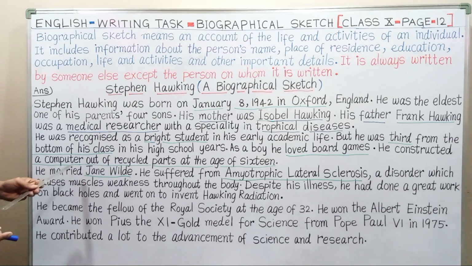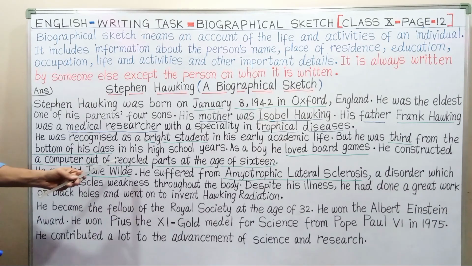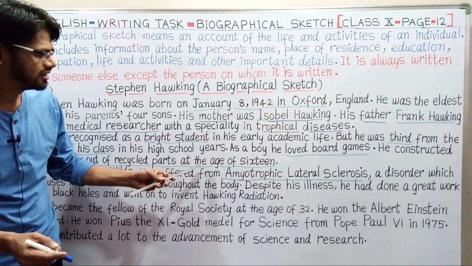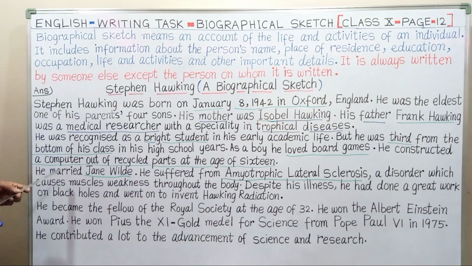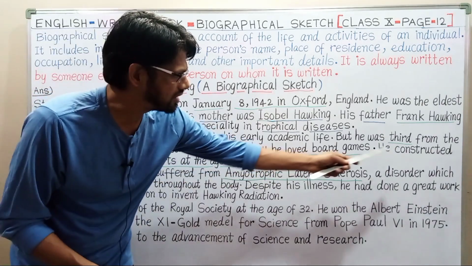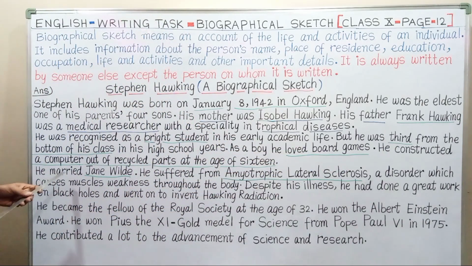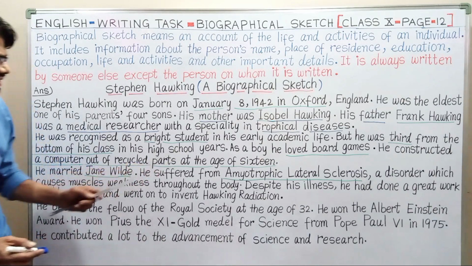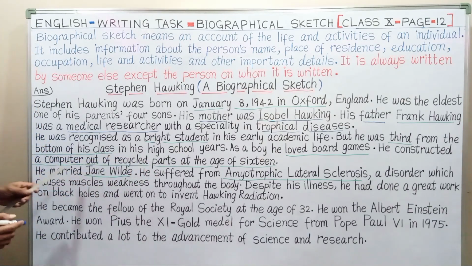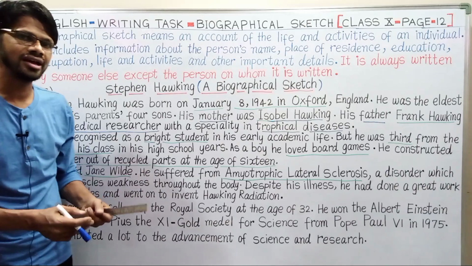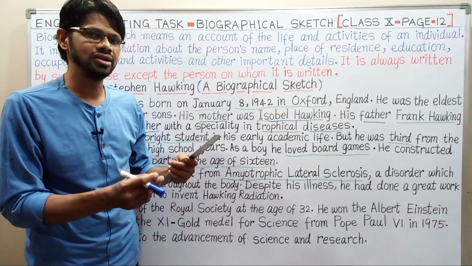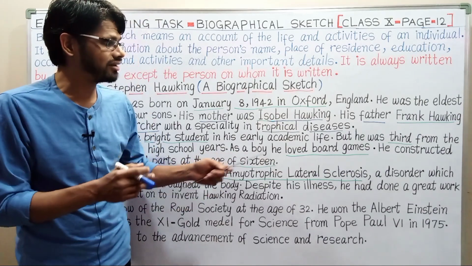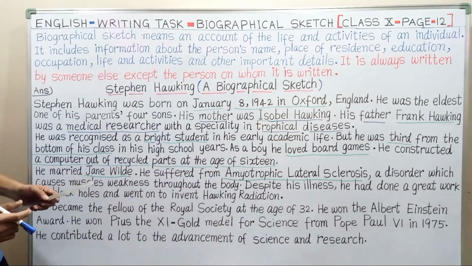He constructed a computer out of recycled parts at the age of 16. So what is given in the question? Constructed a computer at the age of 16. This is given in the question. So how to organize our biographical sketch? By making the correct sentences, by writing the correct sentences.